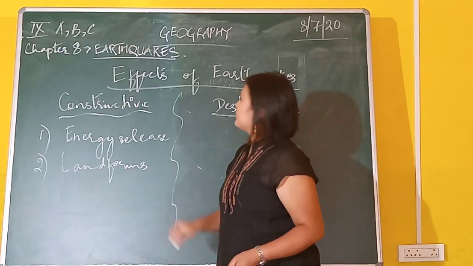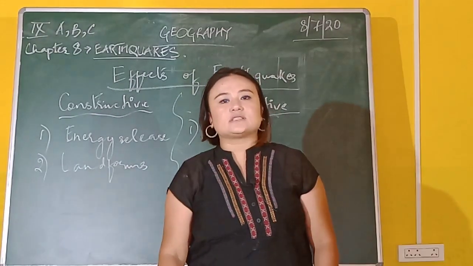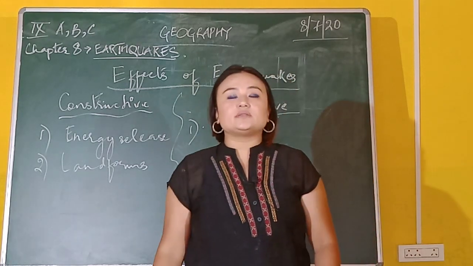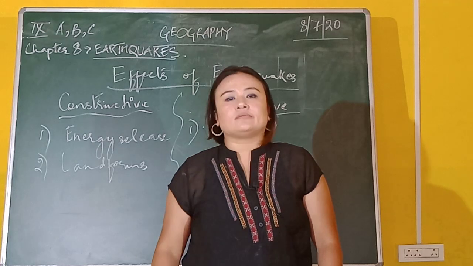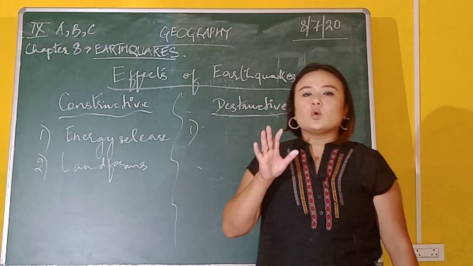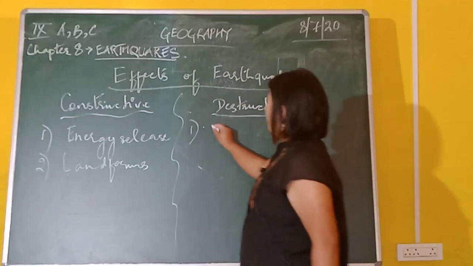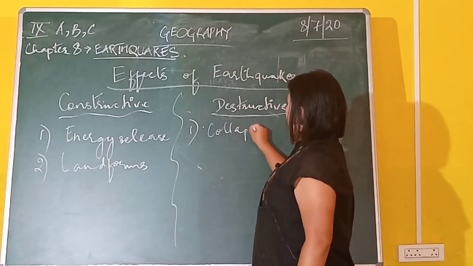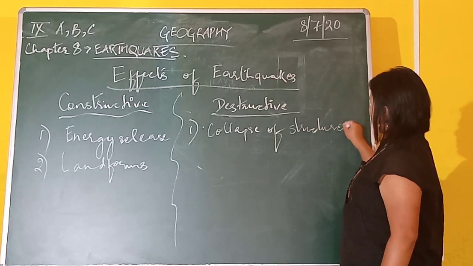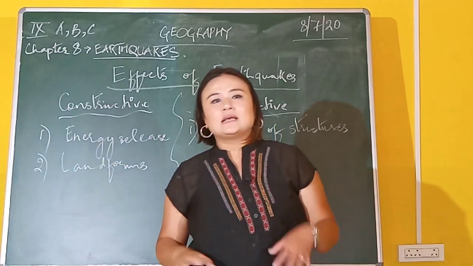Destructive effects of earthquake. We should not forget at the end that earthquake is still an example of a natural disaster. Any natural disaster you name is just associated with destruction, devastation of life and property. So under destructive effects, we'll be dealing with the disaster that is caused by earthquake. First one, simple one, collapse of structures. Collapse of structures like buildings, like institutions.